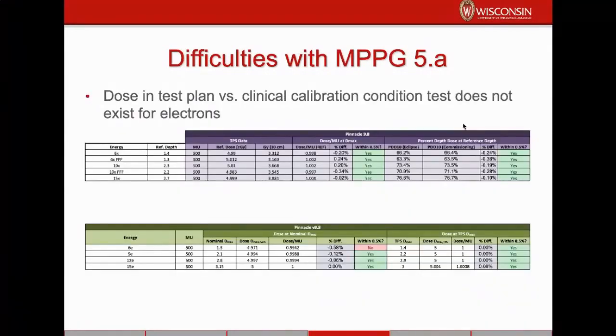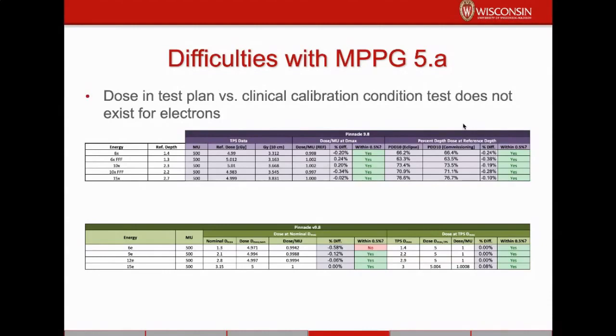One of the earliest tests in MPPG 5A requires you to reproduce your Linac calibration geometry in your treatment planning system, and then calculate dose to the reference point and make sure you get what you expect. Essentially, there's an opportunity when you're commissioning a dose calculation algorithm to specify your output incorrectly in the treatment planning system. And this test is designed to catch that kind of error and make sure that your output specification is correct in the treatment planning system.